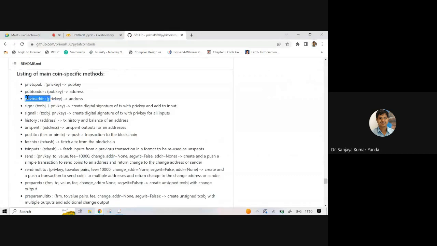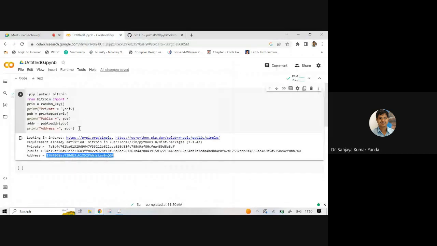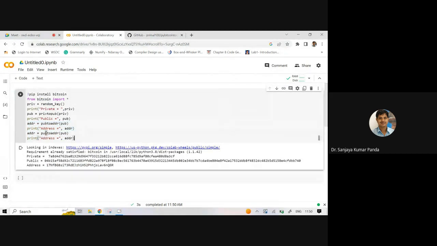Similarly, here you can convert private to address also, right? I am copying the same code, and instead of public, I am writing private. Private to address. I can say it is public to address. It is private to address.